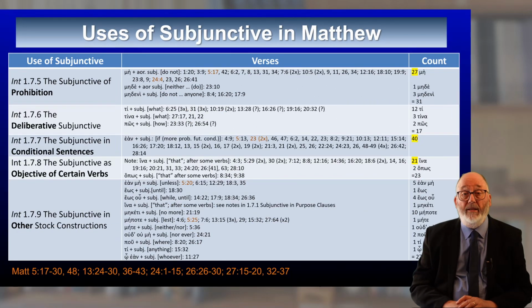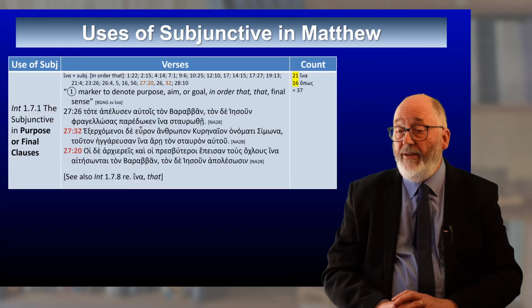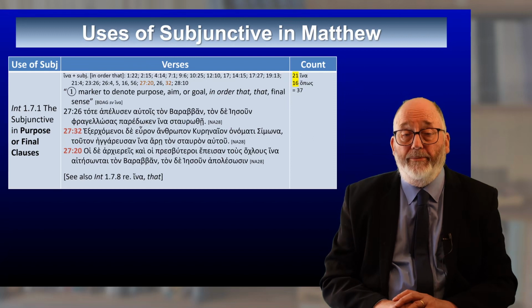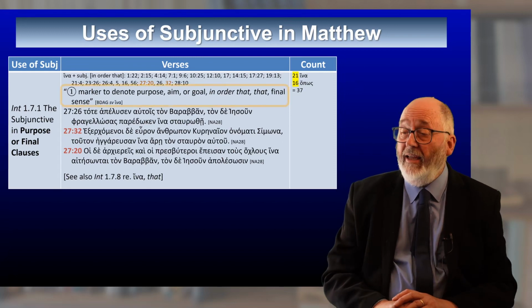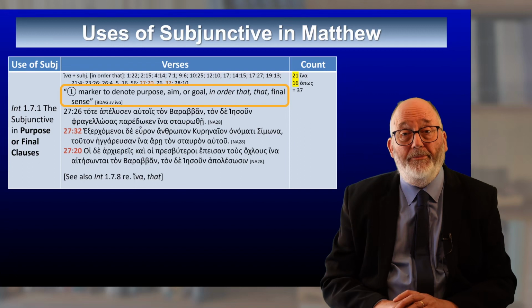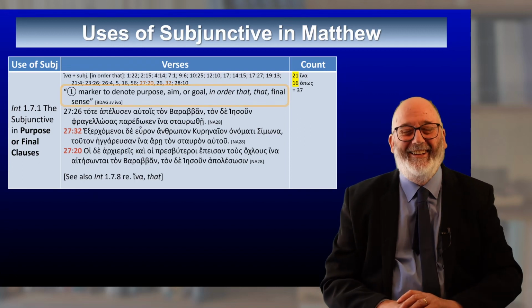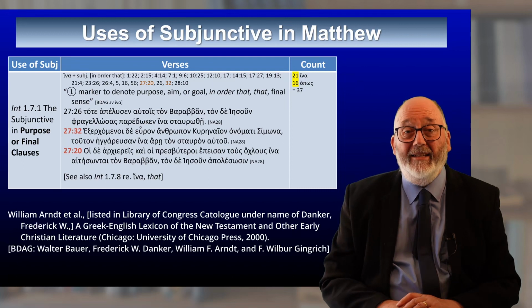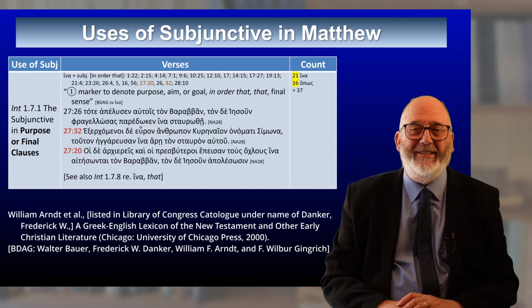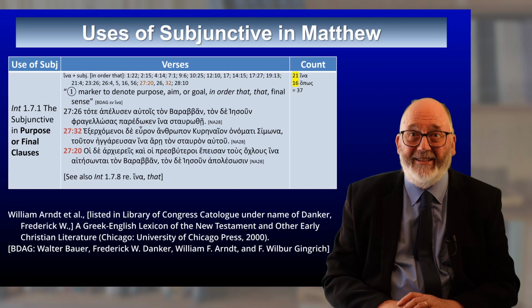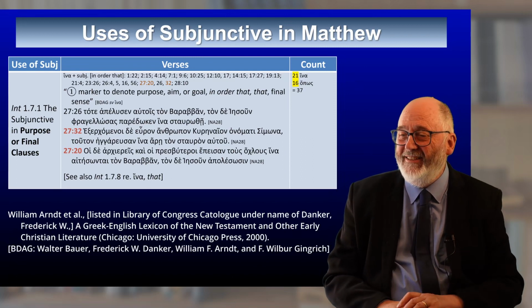So once I had this list, I looked through them and thought which ones are good examples to illustrate the particular uses. We have here a subjunctive in a purpose or final clause introduced by hina. Now I have there a quotation from BDAG. BDAG is the standard lexicon of the Greek New Testament, and it's Bauer, Danker, Arndt, and Gingrich, who have been at various times editors of this major work, and known to its friends in New Testament circles as BDAG.